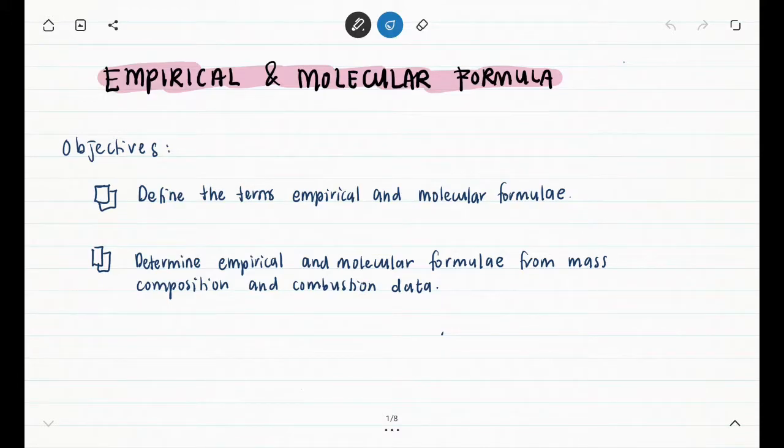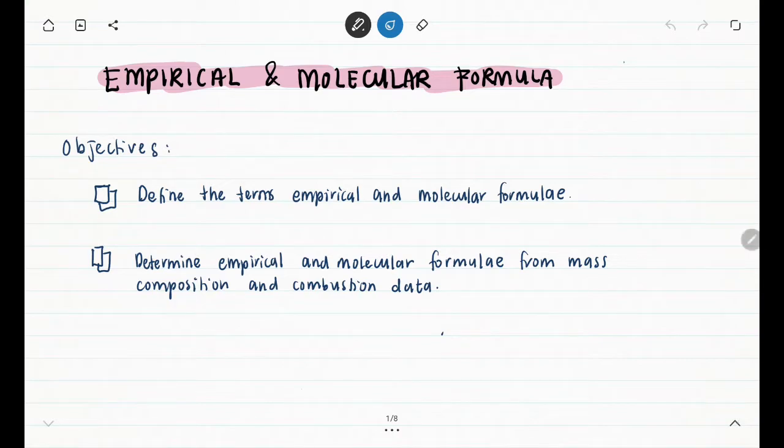So today we will continue our lesson with lesson 2, empirical formula and molecular formula. Our objective for this lesson is, first, to define the terms empirical and molecular formula. The second objective is to determine empirical and molecular formula from mass composition and combustion data.